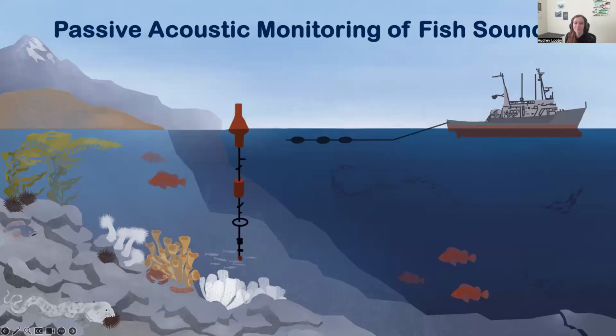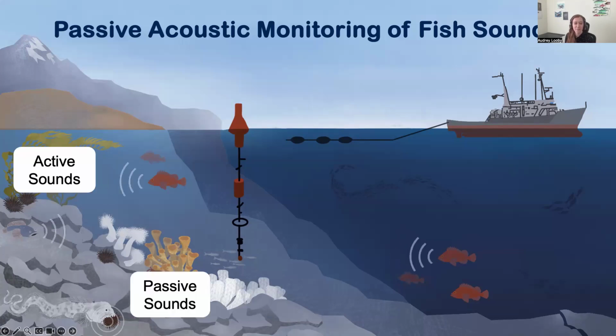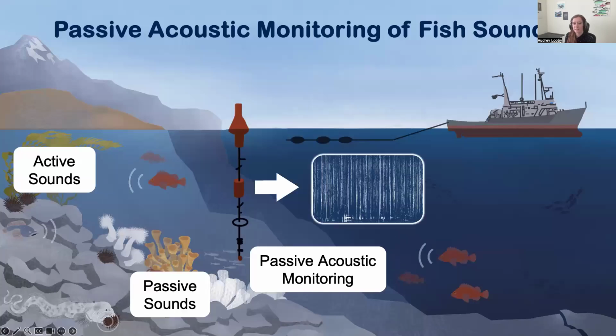So let's get started. As we've heard in several other talks in this seminar series, many fish species can produce what I'll refer to as active sounds intentionally for the purposes of communication. There are also passive sounds that are produced incidentally as the result of other activities like splashing or chewing, but that may still serve some signal functions. These sounds can be recorded, described, and analyzed using a technique called passive acoustic monitoring or passive acoustics.